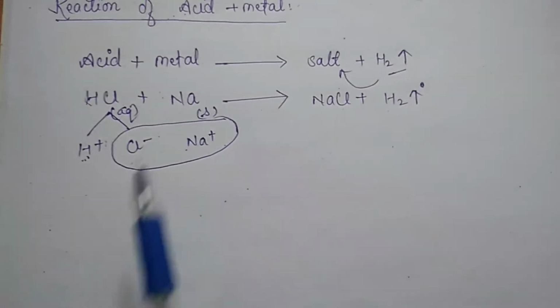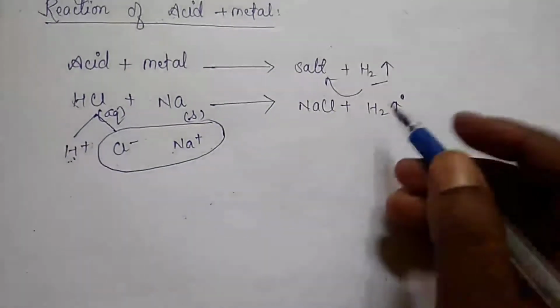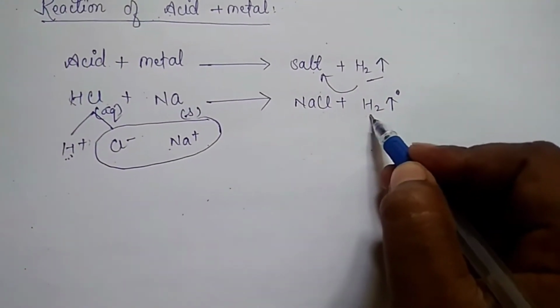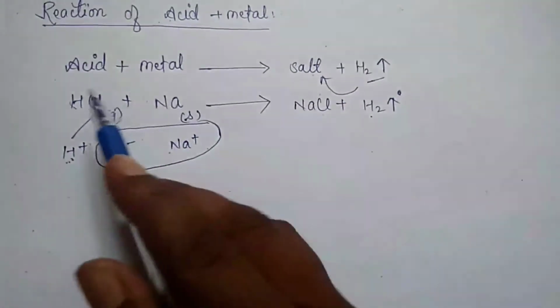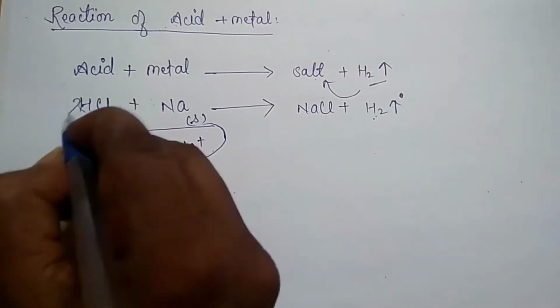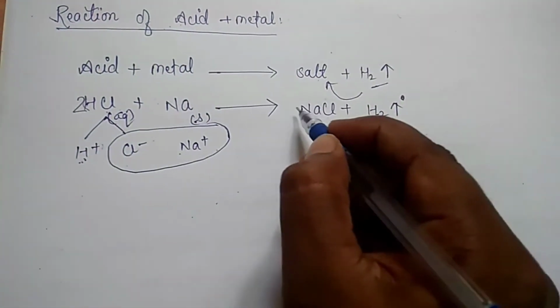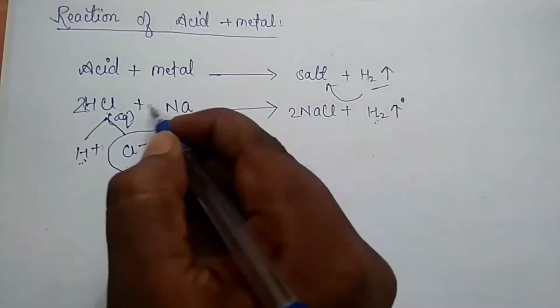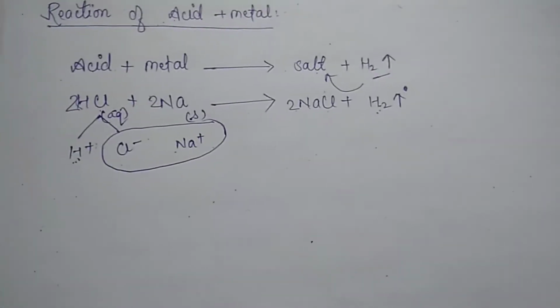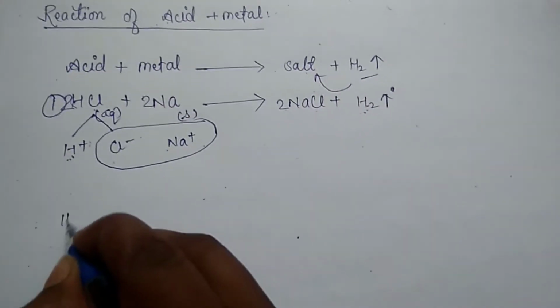It means, now the question, children, hydrogen gas, okay, balance it. There is one hydrogen on one side, two hydrogen on the other. Now balance it: two hydrogen, two hydrogen; two chlorine, two chlorine; two sodium and two sodium. Easy, children? First example. Let's see the second example.